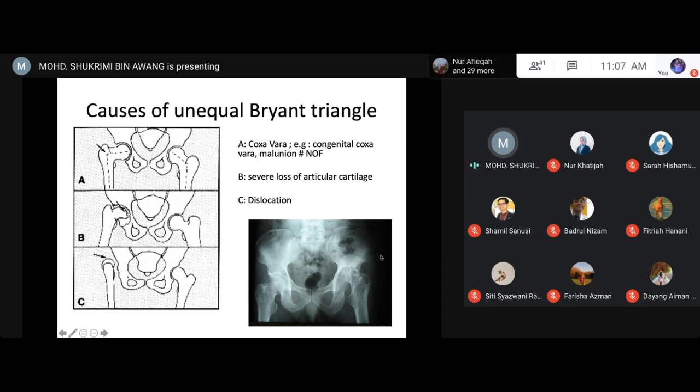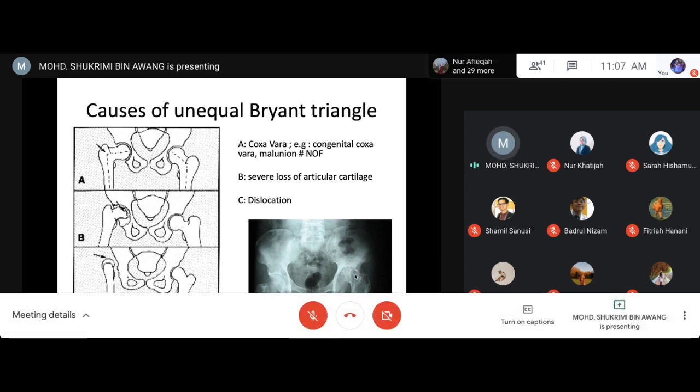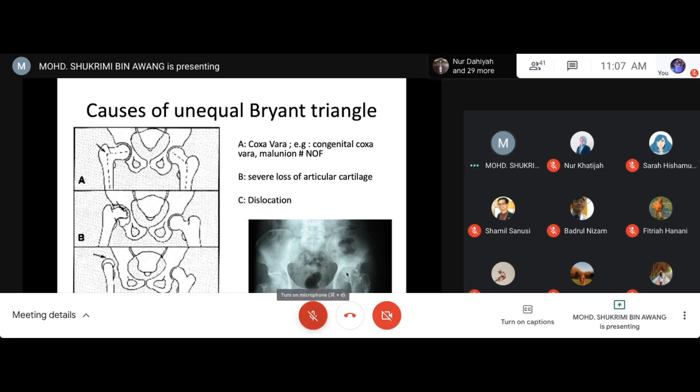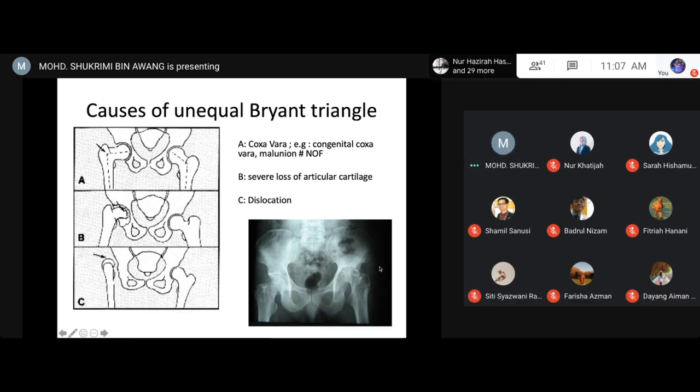Okay. Of course, your differential diagnosis you can offer is septic arthritis, chronic septic arthritis that leads to destruction of the bone and cartilage. Okay. But cystic changes are more suggestive of AVN. Okay, understand?